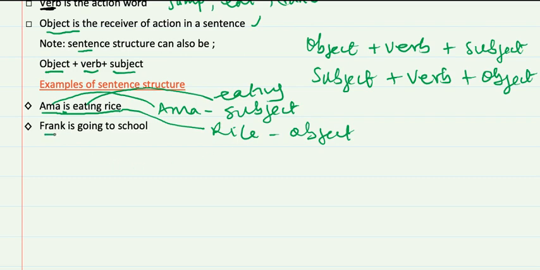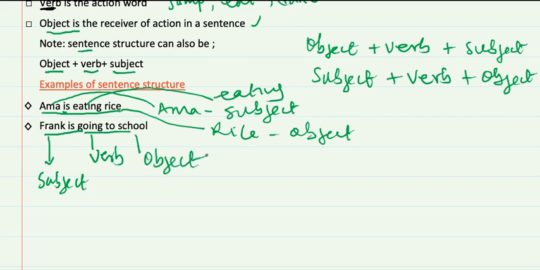Another one, Frank is going to school. So you see that Frank is the subject, going is the verb, then school is the object. And this is also a simple sentence.